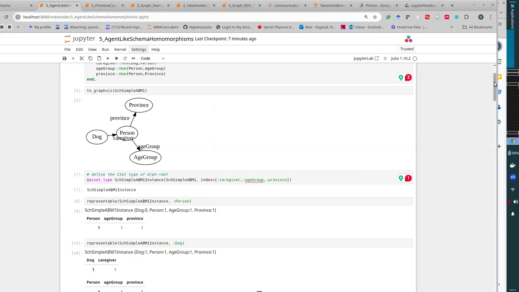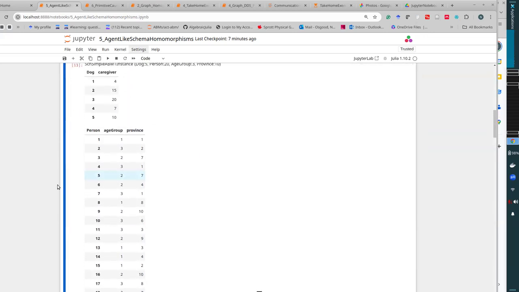So this is a C-set. This thing here is a C-set. And remember, a C-set is like a database. So it's presenting it as a database. Are we okay with that?